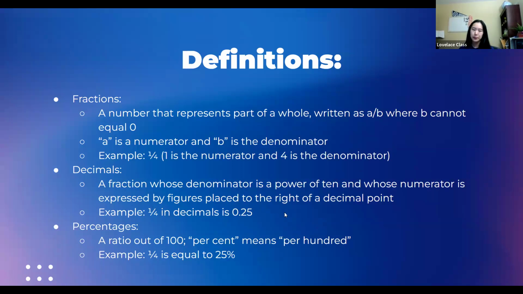Percentages are a ratio out of 100. Percent literally means per 100. So for example, 1/4 equals 25%. Because if you split 100 into 4 equal pieces, then you get four 25s. So 25% is 1/4.